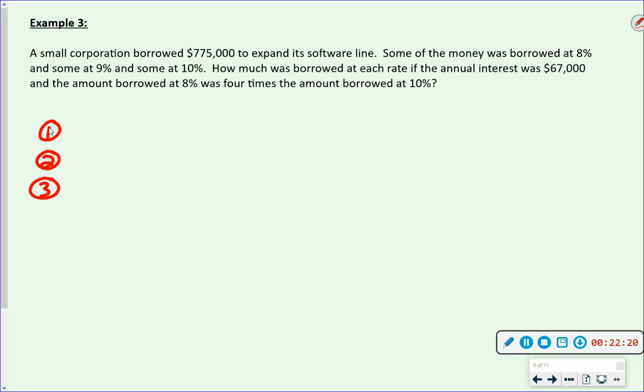So you have 3 different funds, of course, X, Y, and Z. So the total amount of money borrowed should total up to the $775,000.